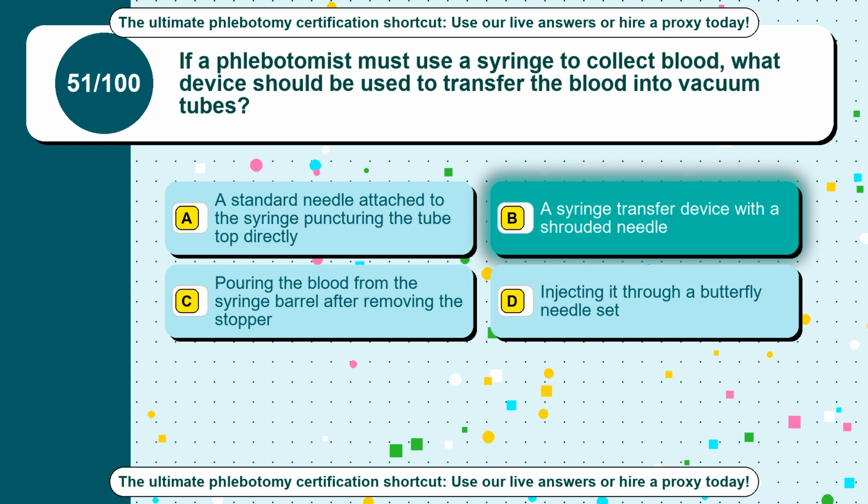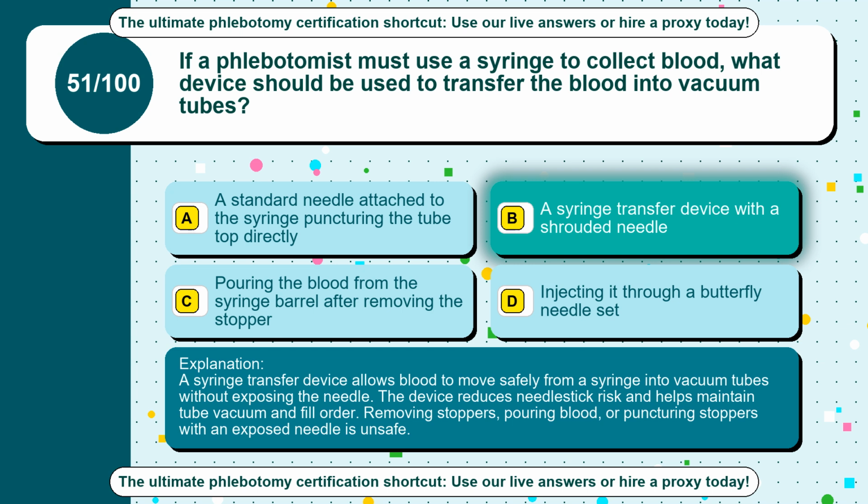A syringe transfer device with a shrouded needle. A syringe transfer device allows blood to move safely from a syringe into vacuum tubes without exposing the needle. The device reduces needle stick risk and helps maintain tube vacuum and fill order. Removing stoppers, pouring blood, or puncturing stoppers with an exposed needle is unsafe.